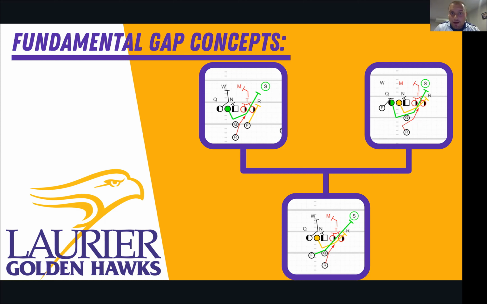Your kick out block, which in traditional power would be your fullback, in counter would be your pulling guard, and in counter or power F, the bottom diagram there, is going to be your fullback, and then your pull through is then the third piece of that, depending on what scheme you're running as well.